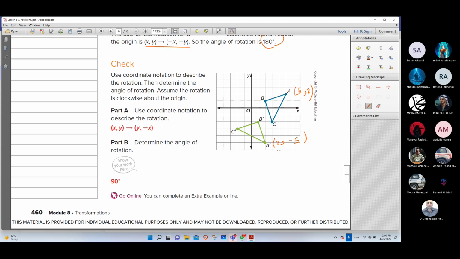What is the type of this rotation? The type will use this rule. If you have (x, y), take the opposite of x, put it in the y place, and keep the same y and put it in the x place, it means you have 90 degrees. The angle will be what? Will be 90 degrees. So this is our lesson for today.